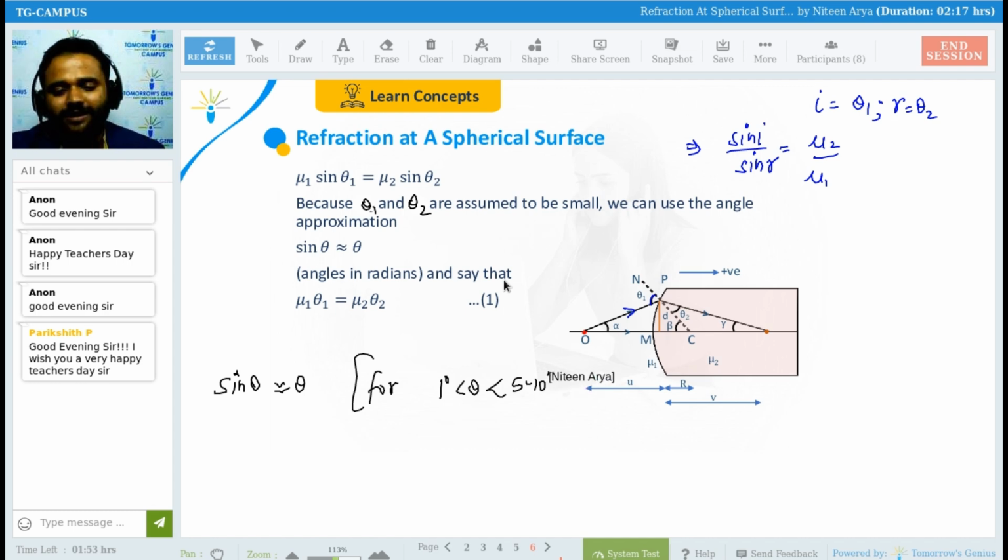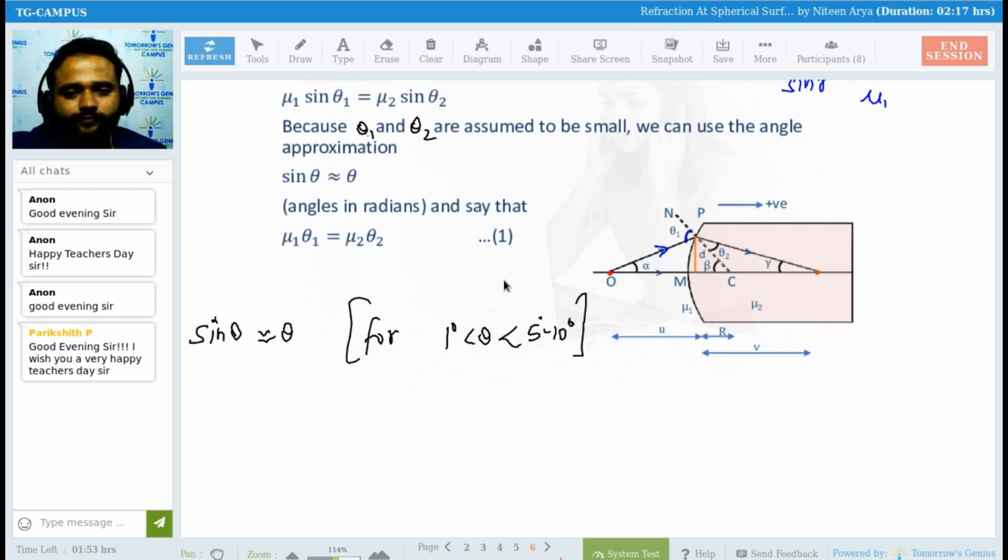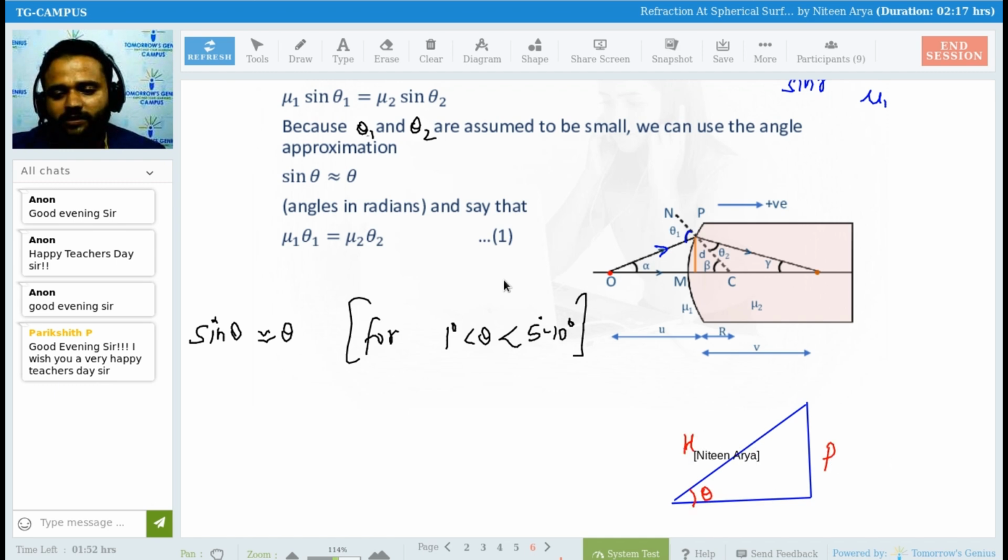In this range, we can put sine theta equals theta. Is this clear? Because if we do so, first of all, this is a right angle triangle. In a right angle triangle, we have a sine theta component. And what is sine theta? Sine theta is P by H, perpendicular upon hypotenuse. Clear? Sine theta equals P by H.